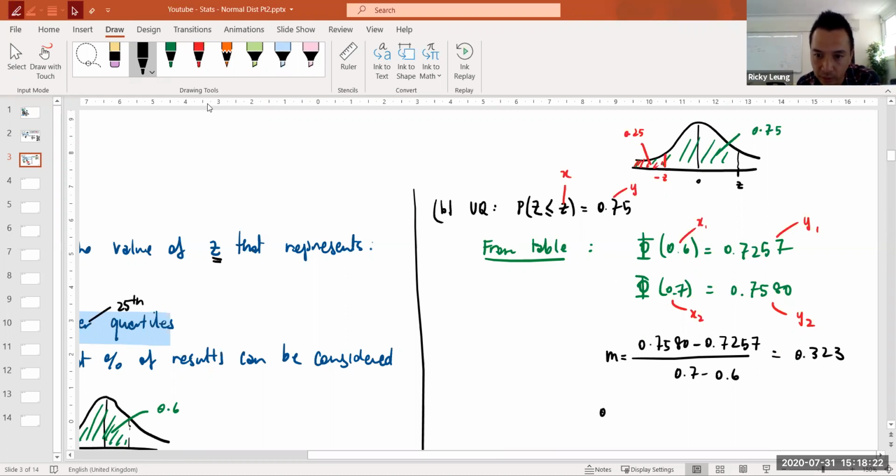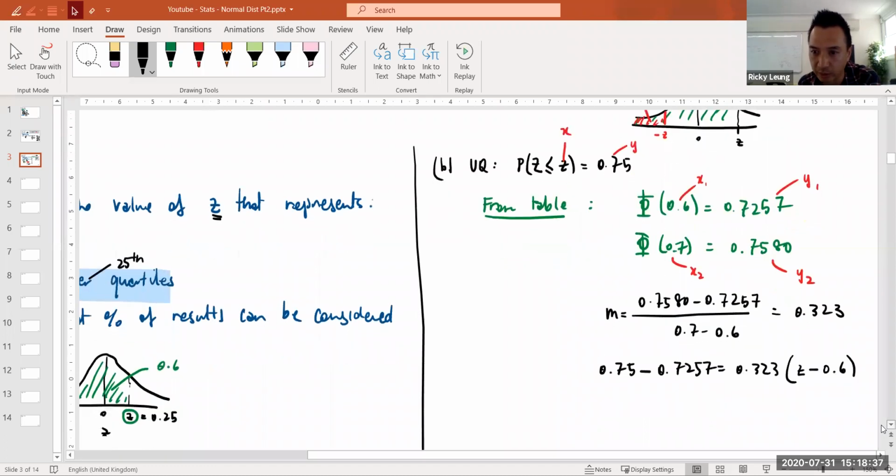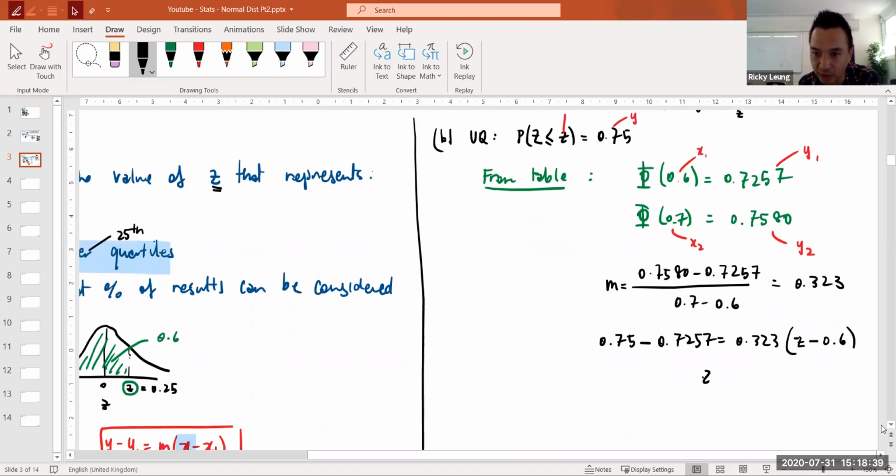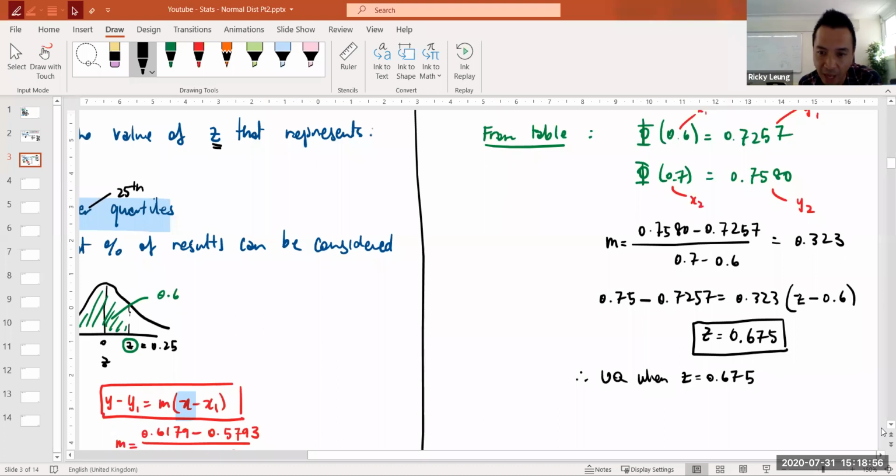Therefore, y minus y1 equals the gradient times x, which is now z, minus x1. If you made z the subject there, hopefully you get 0.675. In other words, this is the upper quartile when z equals 0.675. And like I said before, if that's the upper quartile, then the lower quartile is symmetrically negative 0.675.